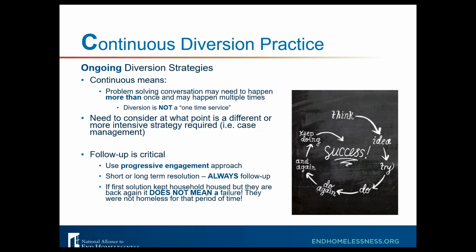But again, it's just not a once and done. It can happen a couple of times. Every situation is going to be unique. But I think it's really, really important to remember that maybe somebody has been diverted and a month later they come back. And we don't want you to think of that as a failure. The reality is that household, for a month, was not homeless. They were out of the homeless system. And in addition to that, there might be another solution.